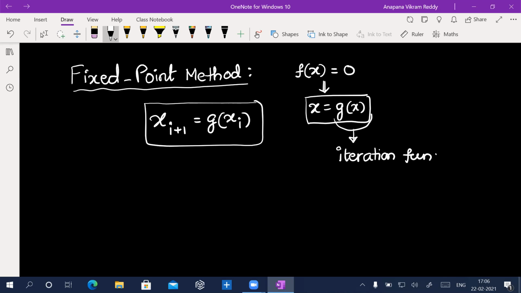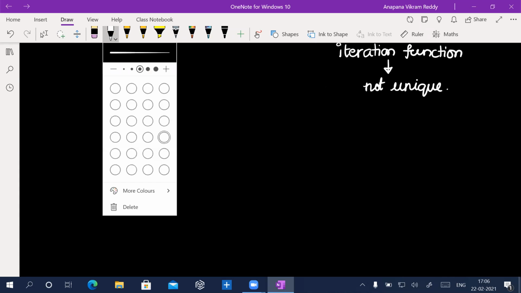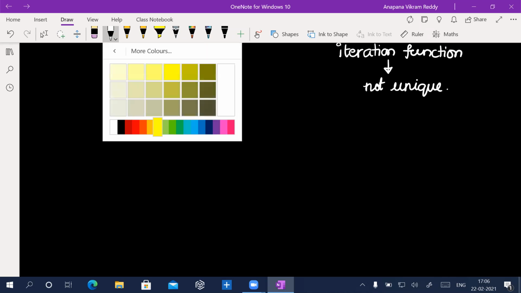And the important point to note down here is that this iteration function is not unique. Okay, so this is not unique. So based on the form of an iteration function, we can decide whether or not this method converges. A very important point. You may get this point as a question, and let me make one clear point for you.